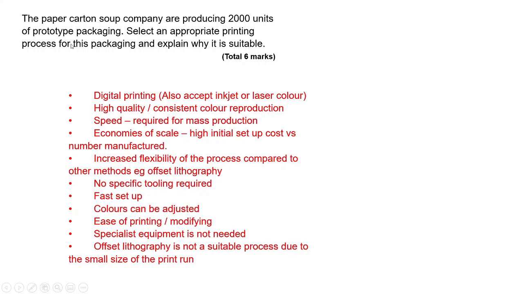So what you'd really be looking at is digital printing, like inkjet or laser printing, which are the most common ones. So it's good, high quality, consistent colour. Speed, obviously, it says we're mass producing, we're making 2,000. You need to make as many as possible. Things like the economy of scale. So what that means is basically it costs a lot to begin with, but then once you've got it, you've got it, and then the more you make, the less it costs you. So you're actually making money quite quickly.